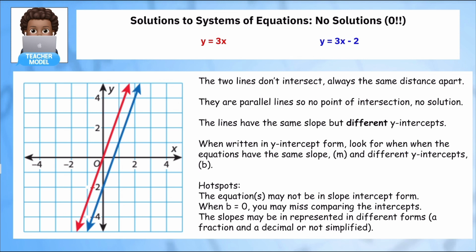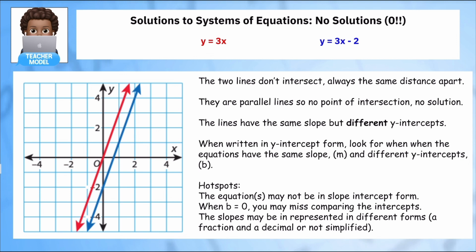And the other thing that happens a lot, sometimes it'll be represented like in a fraction and a decimal. And because they look in different forms, kids won't recognize that the slopes are the same. So that is just another hotspot to be on the lookout for. It is easy to make an apples to apples comparison when you make everything the same in form.